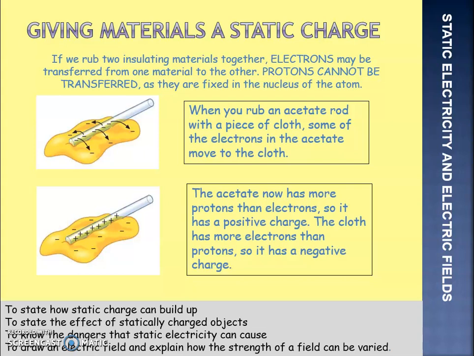The cloth has got more electrons than protons, so that then gets a negative charge. It's unbalanced in favour of the electrons. So when we rub those together, the electrons moving from one to the other causes them both to become charged and causes them to become oppositely charged.